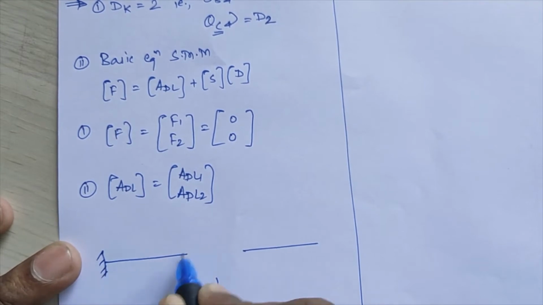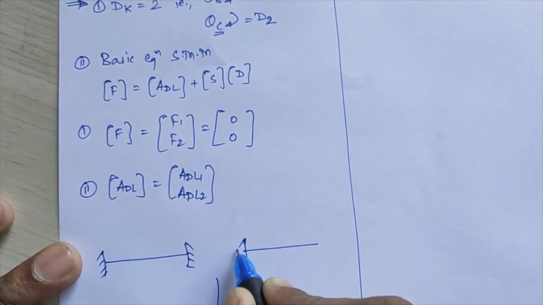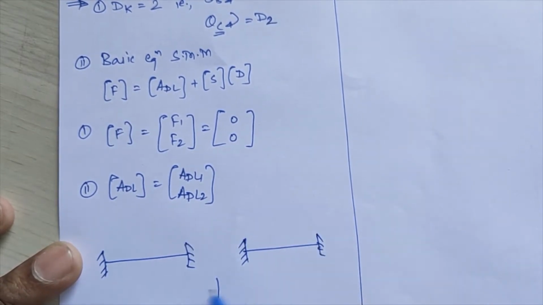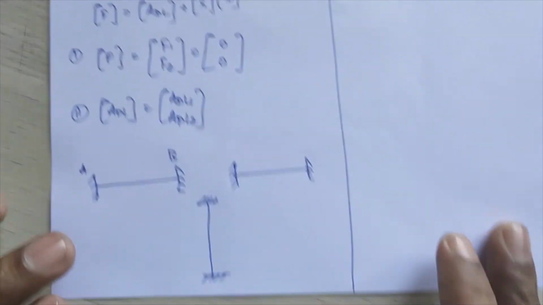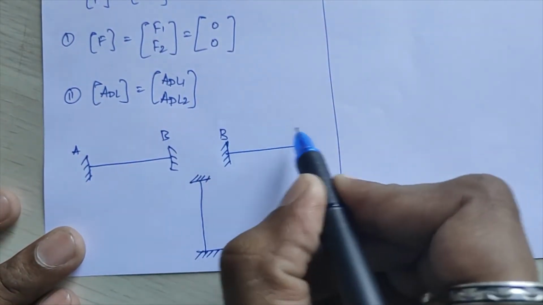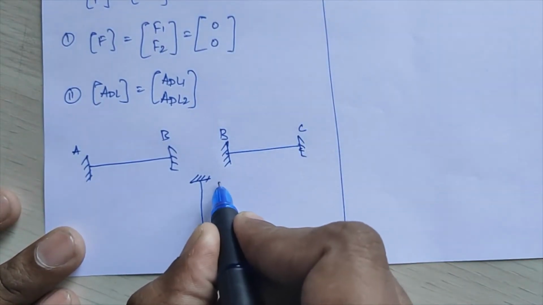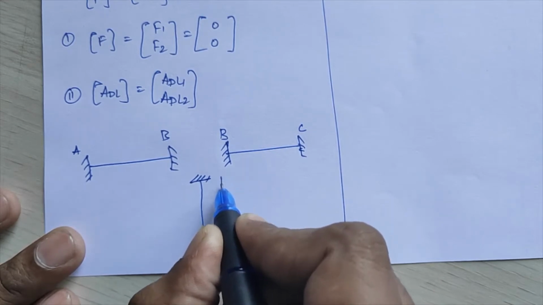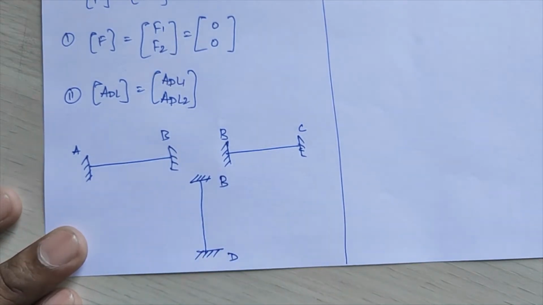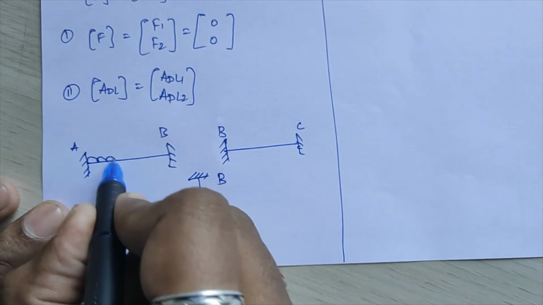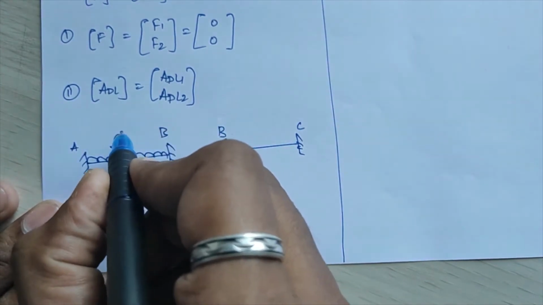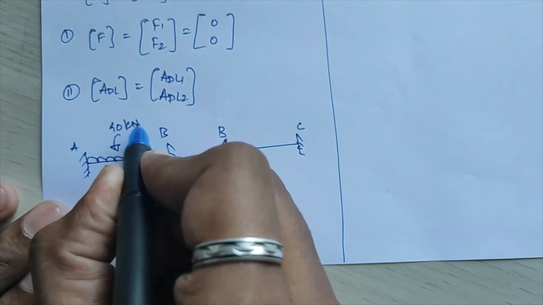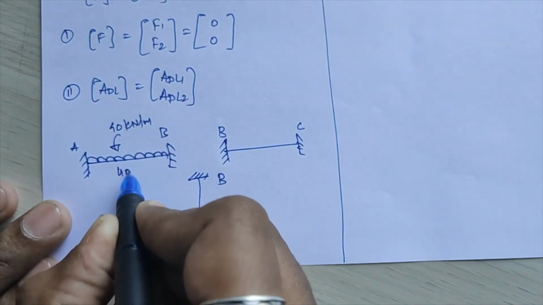So this is my first member AB, this will be my second member BC, and this is my third member, CD over here. Now whatever loading is given to you, I'll substitute over here. This UDL is given as 40 kilonewton per meter. Span AB is 4 meter.